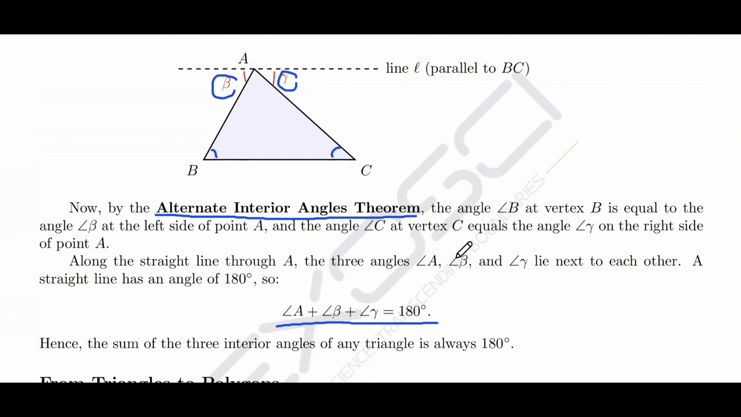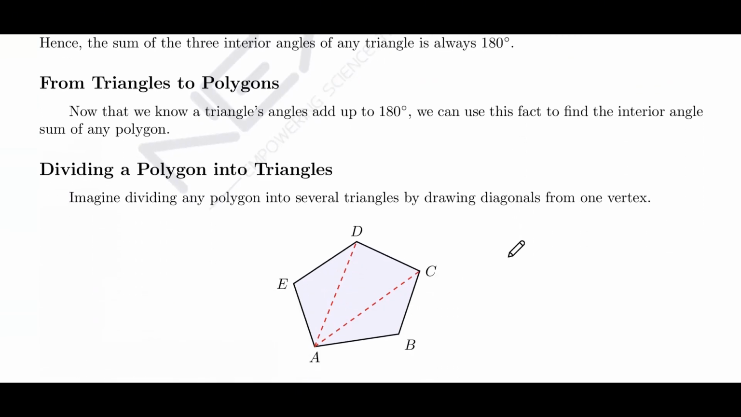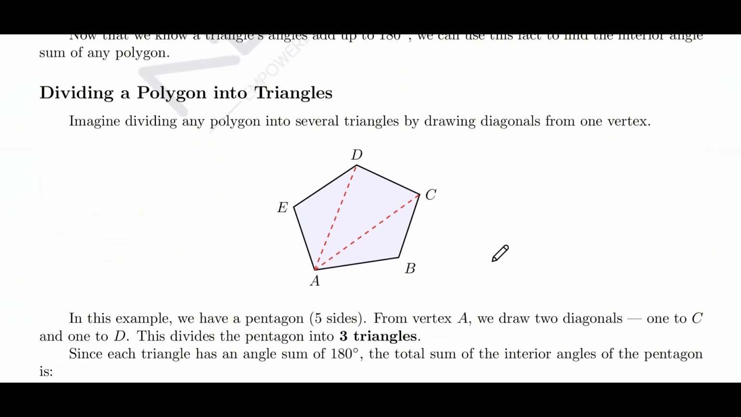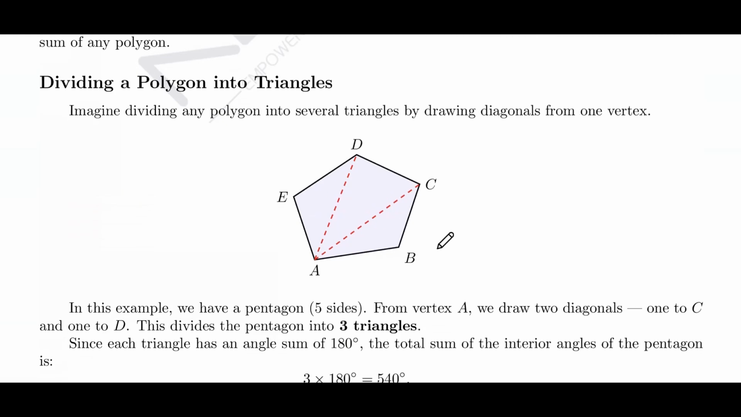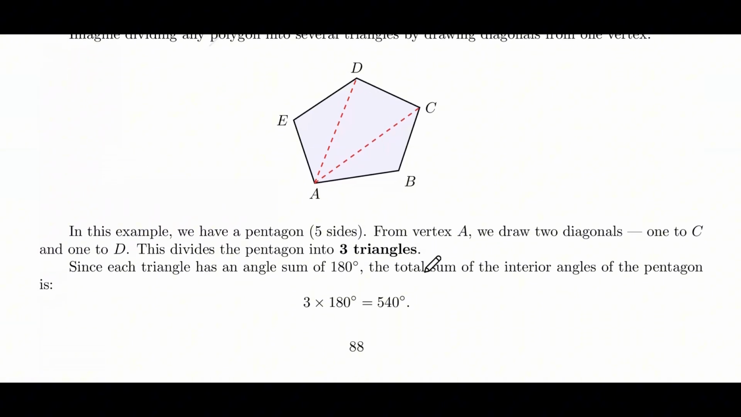Once we know this fact about triangles, we can use it to understand polygons with more sides. The trick is to break down any polygon into triangles. For example, take a pentagon. That's a five-sided shape. If you pick one vertex and draw diagonals to the other non-adjacent vertices, you'll split the pentagon into three triangles. Since each triangle has interior angles adding up to 180 degrees, the pentagon's interior angles must add up to 3 times 180 degrees, which is 540 degrees.